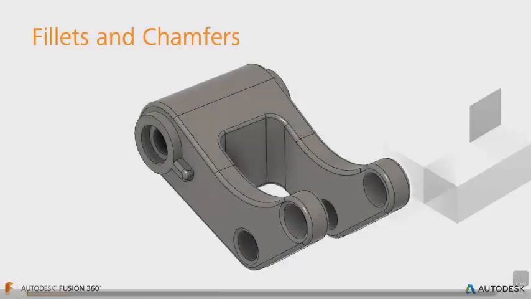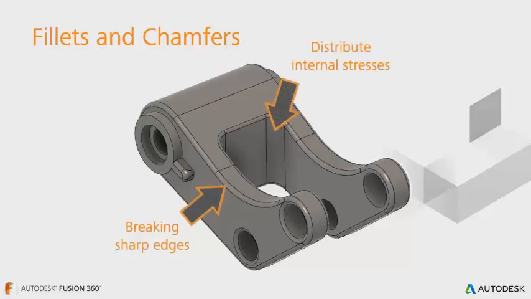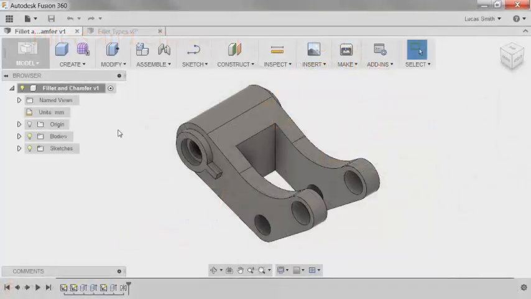Fillets and chamfers are important when creating CAD models, as they're often used for breaking sharp edges on models, distribute internal stresses, and help your model look more aesthetically pleasing. First, I'll add a few different fillets to this model. This is the same mountain bike rocker I covered a couple lessons back, but now with a few tweaks.